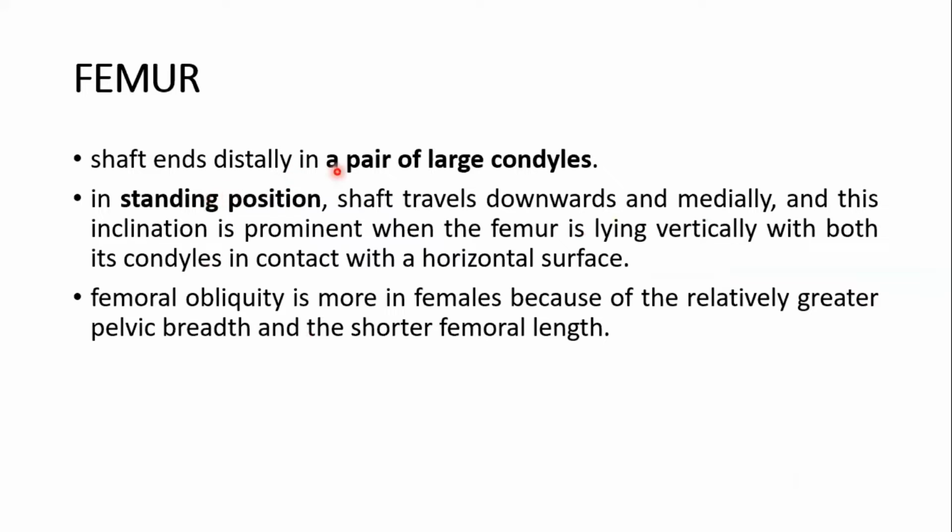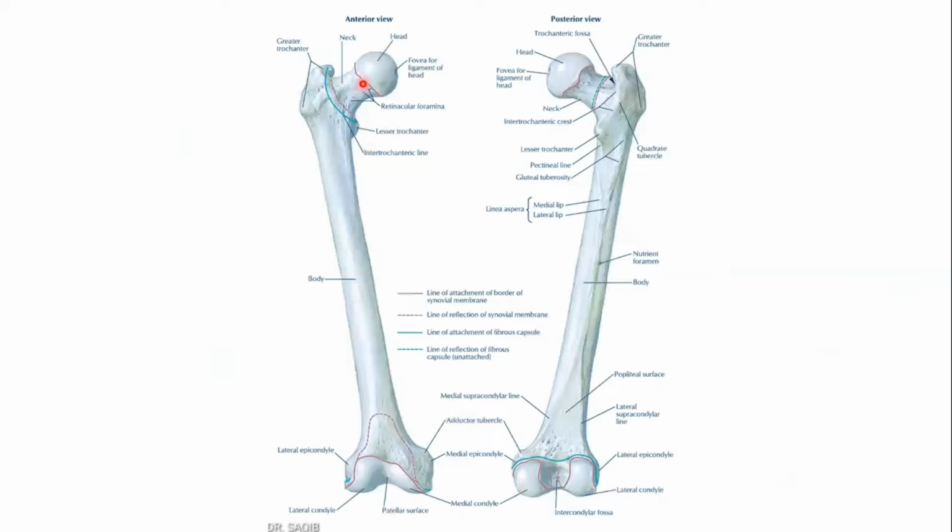Shaft ends distally in a pair of large condyles. In standing position, shaft travels downwards and medially, and this inclination is prominent when the femur is lying vertically with both its condyles in contact with a horizontal surface. Femoral obliquity is more in females because of the relatively greater pelvic breadth and the shorter femoral length, right? You see the obliquity of the femur. This is oblique, right?